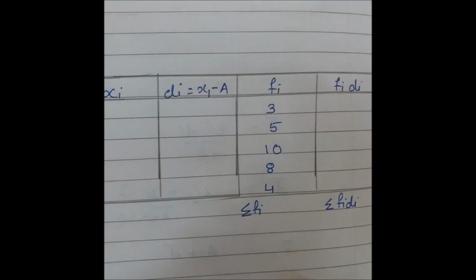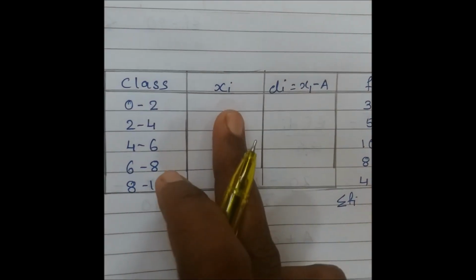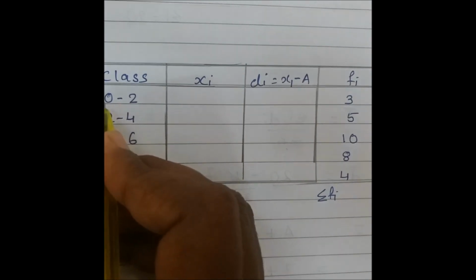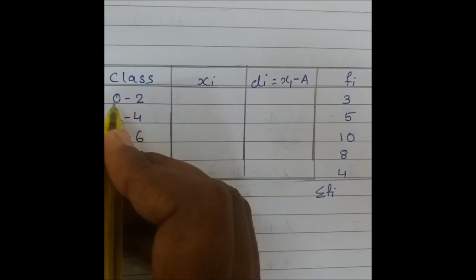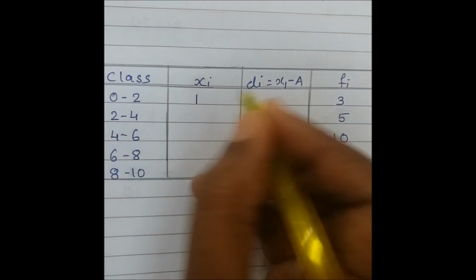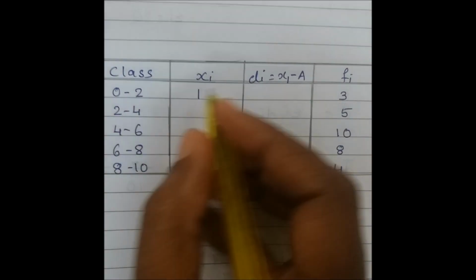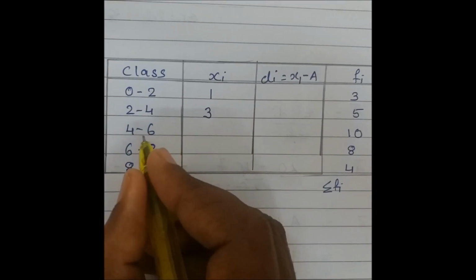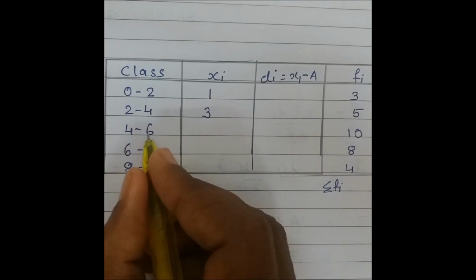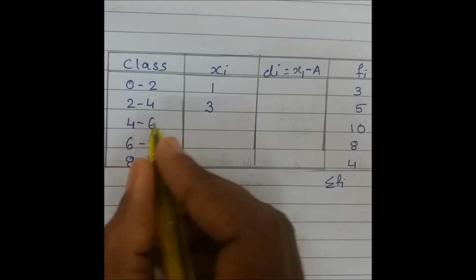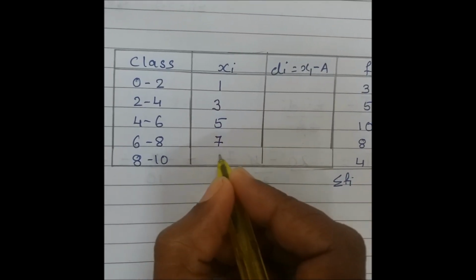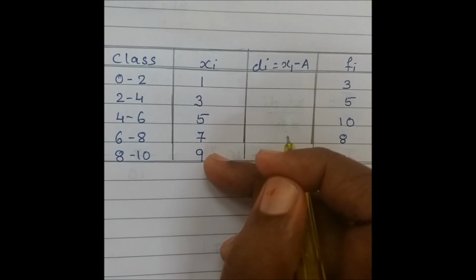I have to find out the class mark. This is the class and this is the class mark. Between 0 and 2, upper limit plus lower limit, 2 plus 0 divided by 2 is 1. 4 plus 2, 6 divided by 2, 3. We can also say that it is the mid value. So what is the mid value between 4 and 6? 5. This is 7 and this is 9. I got the class marks.